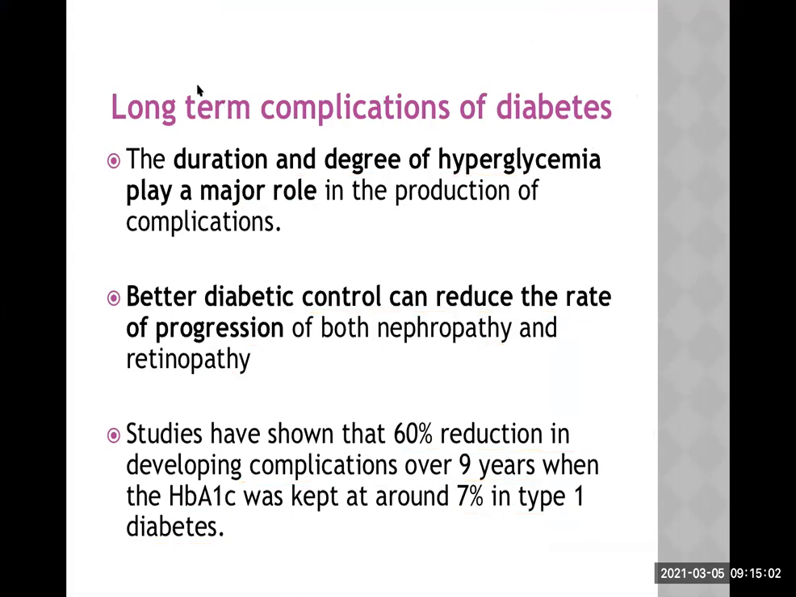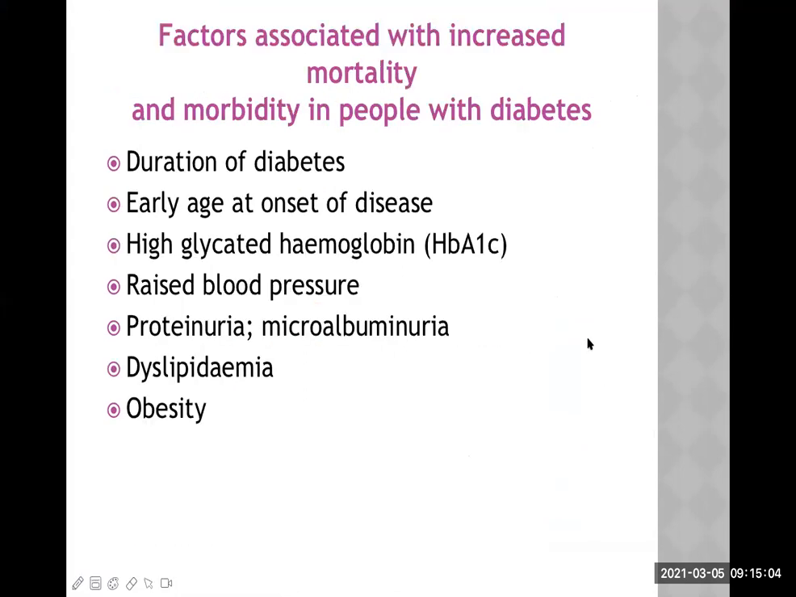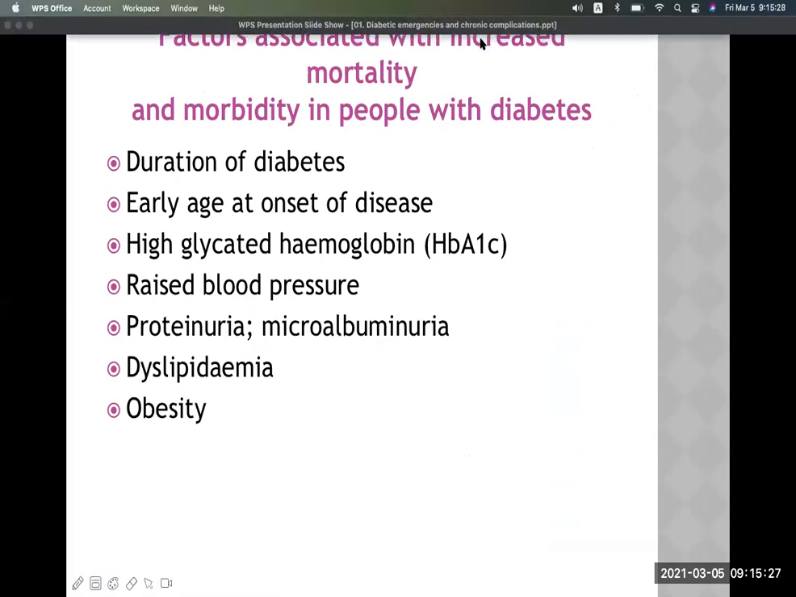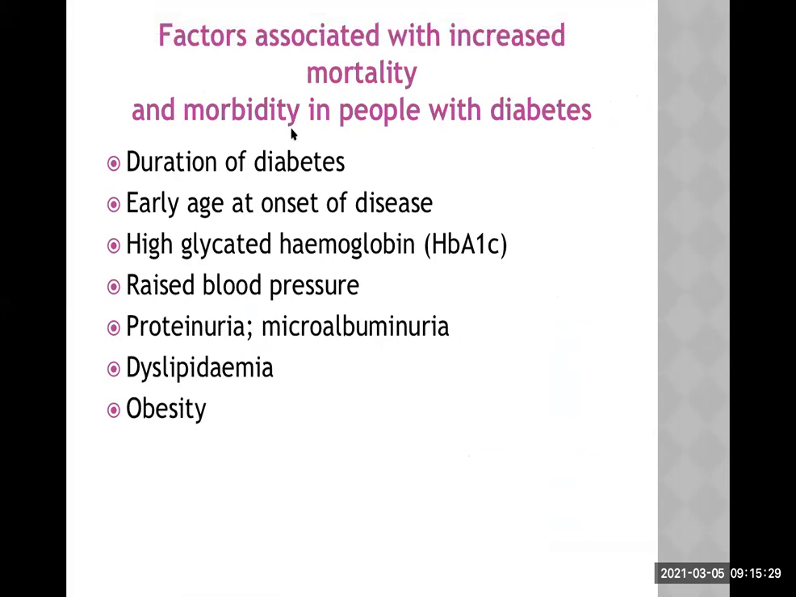Now, what are the other factors associated with increased mortality and morbidity in people with diabetes? Diabetes itself is a very important risk factor for a lot of conditions. But if the patient has other risk factors along with diabetes, then the chances of death or disease are much higher. Now, let's talk about that.